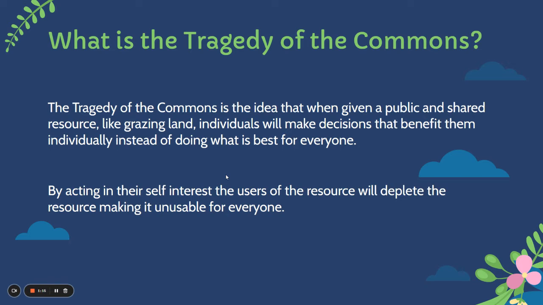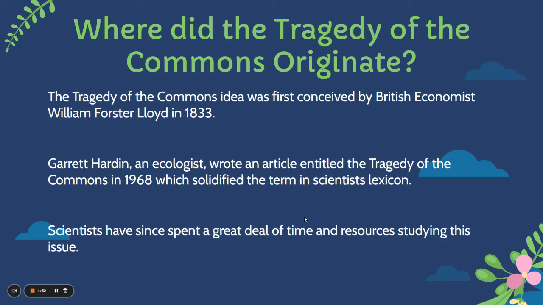Now, more specifically, the tragedy of the commons is the idea that when given a public and shared resource like grazing land, individuals will make decisions that benefit themselves individually instead of doing what's best for the common good. And by acting in their self-interest, the users of these resources will deplete the resource, making it unusable for everybody, which, if you think about it, isn't great. So that's not something that we really want. Biologists, environmental scientists, and policymakers use this idea to try to stop this depletion of resources.